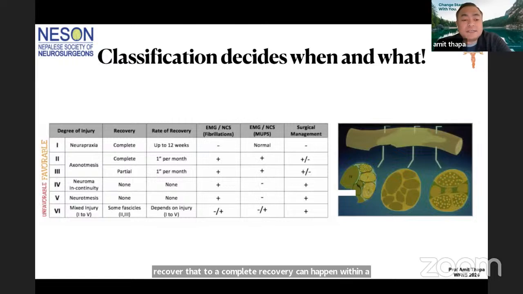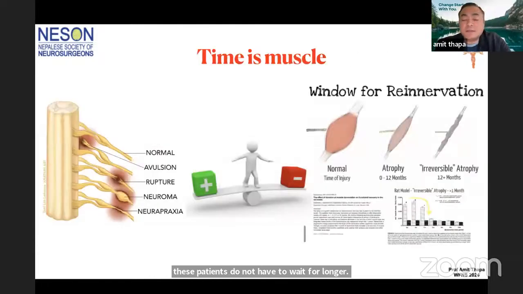However, axonotmesis can be complete or partial. In complete axonotmesis, again, the recovery chances are almost nil, and hence these patients do not have to wait for long. But if there is a mixed injury, then we have to wait for at least 3 months to see any improvement.